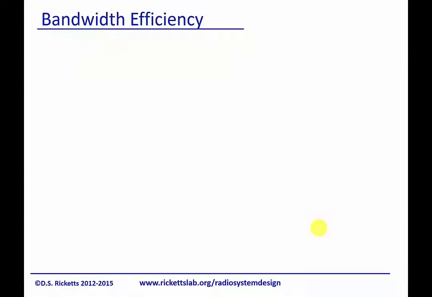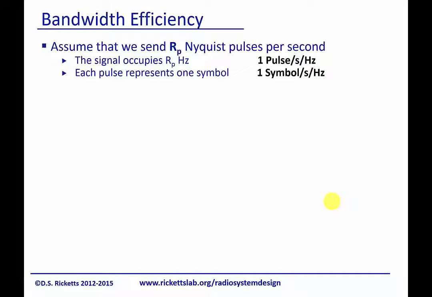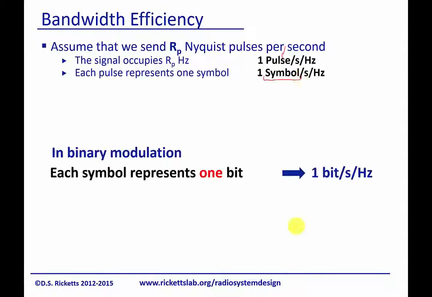I want to talk a little bit about bandwidth efficiency, because this is what it all comes down to and why we care about this. If we assume we're sending RP Nyquist pulses per second, the signal occupies a bandwidth of RP hertz, as we just discussed. That's one pulse being transmitted RP times per second, so we have RP hertz as our bandwidth. But each pulse represents one symbol. The pulse is what we're sending physically, but in our modulation scheme, it's actually a symbol. In binary modulation, each symbol represents 1 bit, so we're transmitting 1 bit per second per hertz.